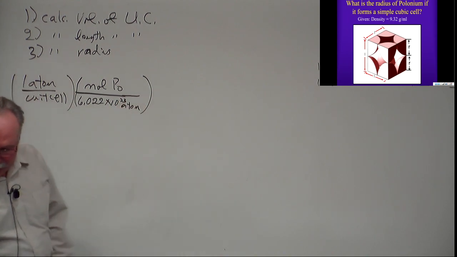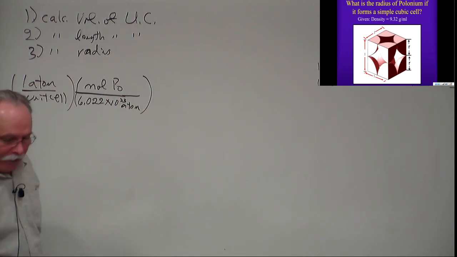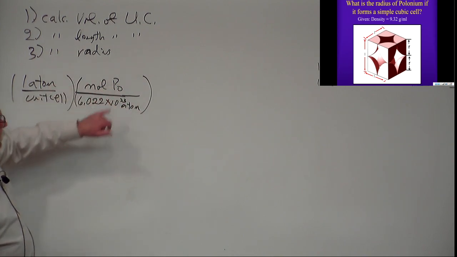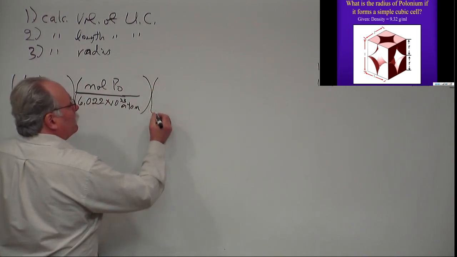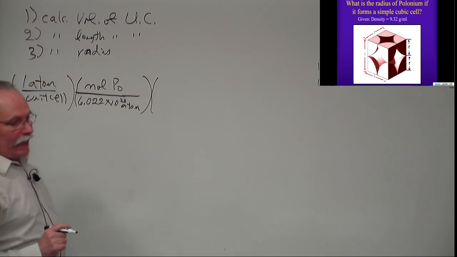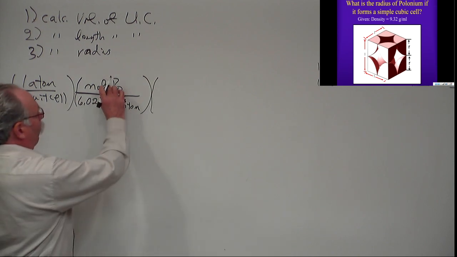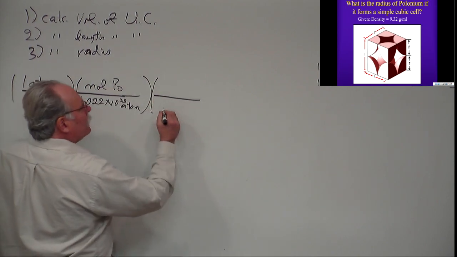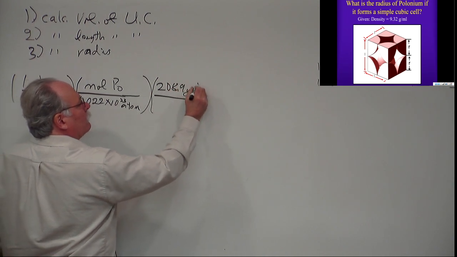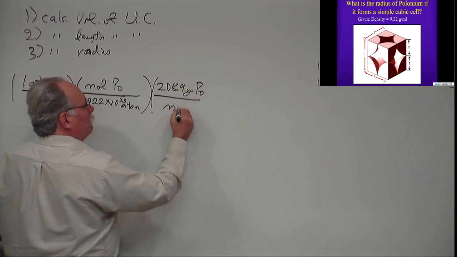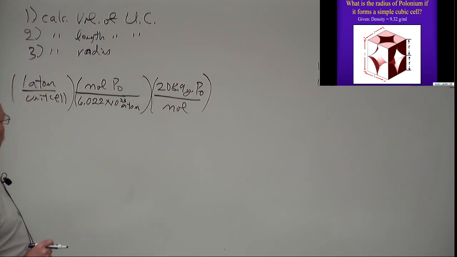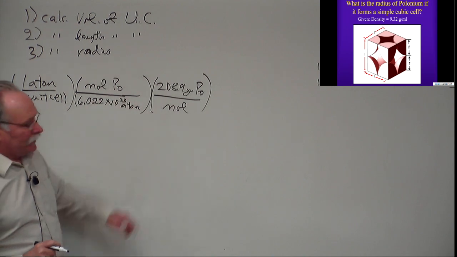Now, in this problem, we're working with polonium, so we need to figure out the mass of the polonium in the unit cell. So we need to look up the molar mass of polonium on the periodic table, which is 208.9 grams per mole. We want the moles to cancel, so we have 208.9 grams of polonium per mole. Okay, and now this tells us the mass of polonium in the unit cell. The atoms have canceled, the moles have canceled.